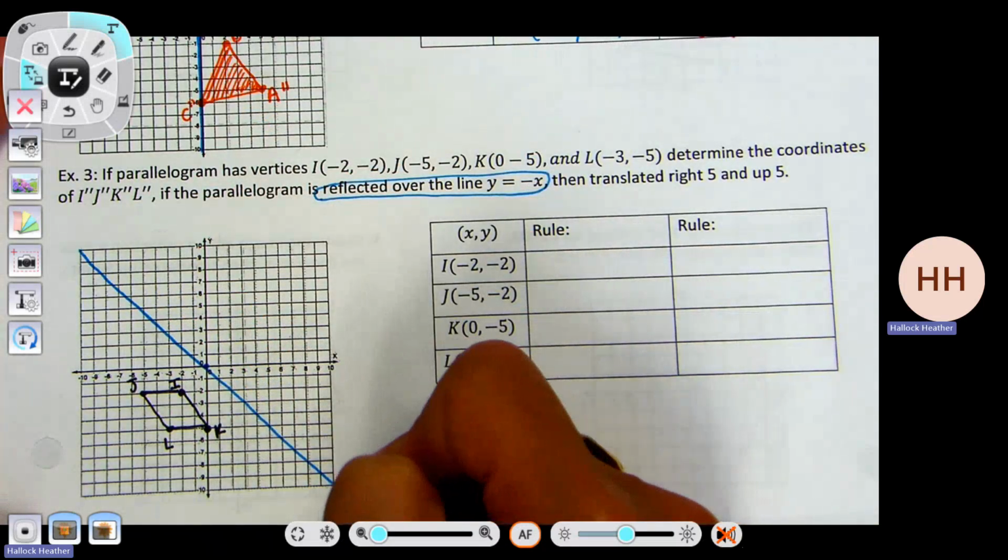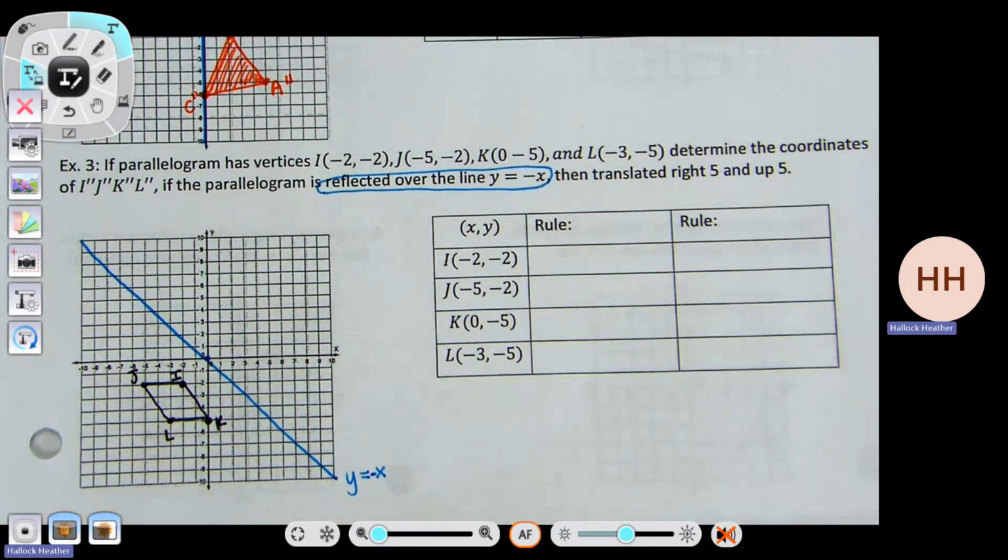I forgot the negative. So it's a negative slope. So it's a negative line. So it's going down.